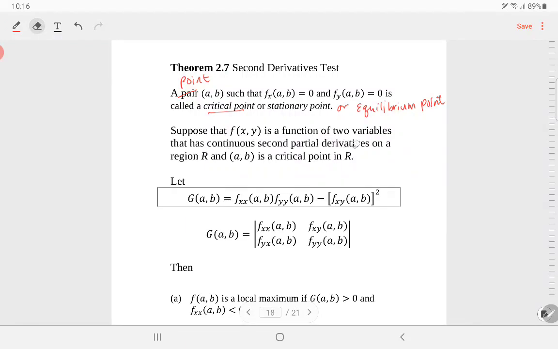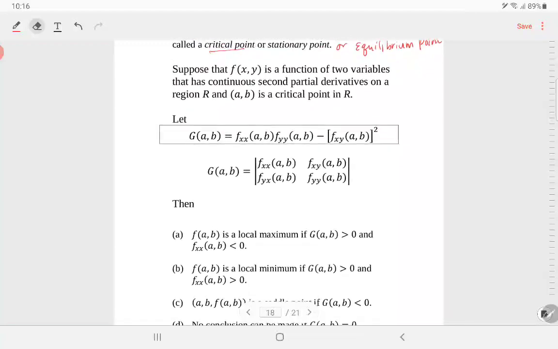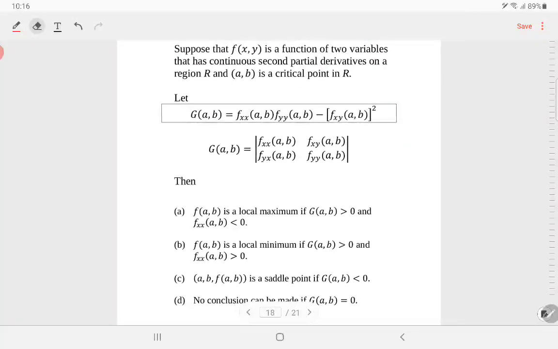Suppose f(x, y) is a function of two variables that has continuous second partial derivatives, meaning we can differentiate f with respect to x and y twice, so we can find fxx, fyy, and fxy, on a region R, and (a, b) is a critical point in R. Then we have four conditions. First, we have to find G at point (a, b). G is the determinant of a 2 by 2 matrix, where the first row is fxx, fxy, all second partial derivatives, and the second row is fyx, fyy.